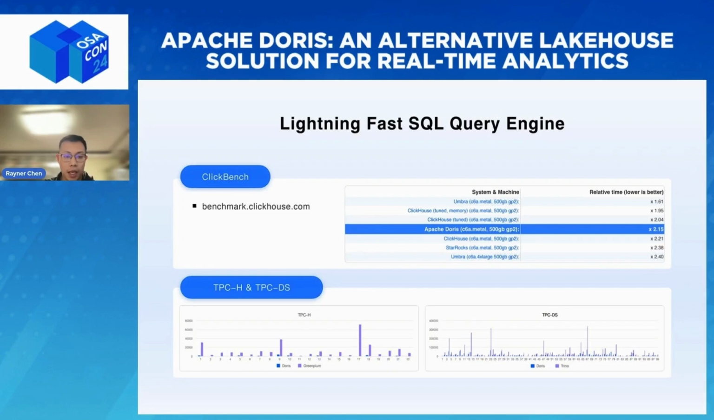And in the TPC-DS benchmark, we compare Doris to another SQL query engine, Trino, previously known as Presto SQL. Unlike the first two tests, in this test both Doris and Trino are querying data stored in a Hive table, where the data is stored on remote object storage in Parquet format. And you can see Doris is 3 to 5 times faster than Trino in these cases.